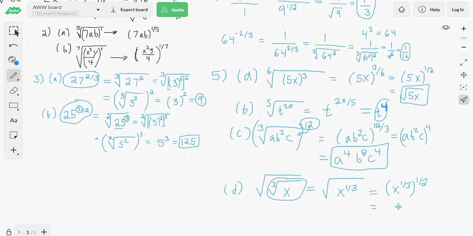And now we use those properties of exponents. We multiply here in this case, right? So we just get x to the 1/6.